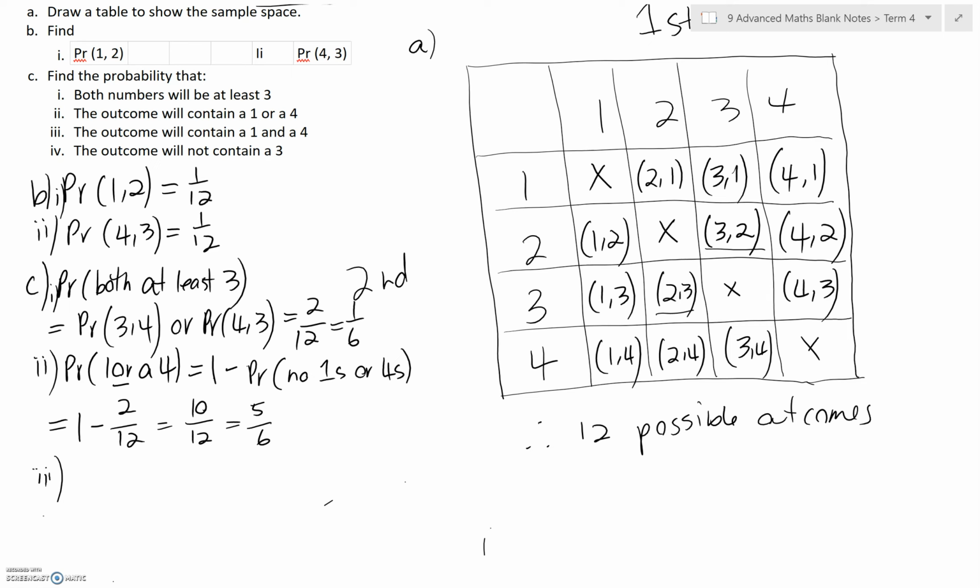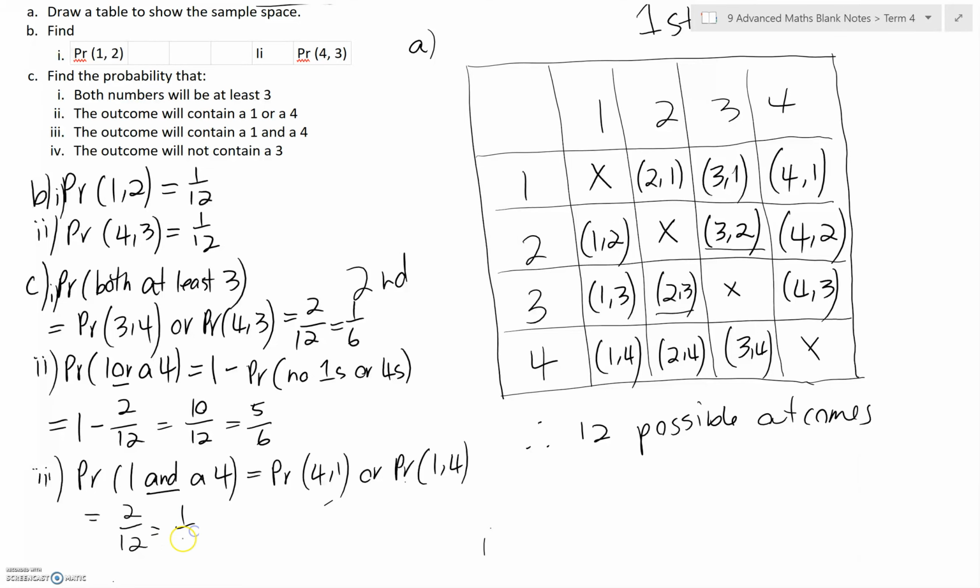Okay, so the outcome will contain a 1 and a 4. Now that is not the same situation as what we just looked at. So it has to contain both those numbers. So in this case, there's only 2 possible outcomes that can contain that. It's going to be 4 and then a 1, or a 1 and then a 4. So 2 out of 12 or 1/6.